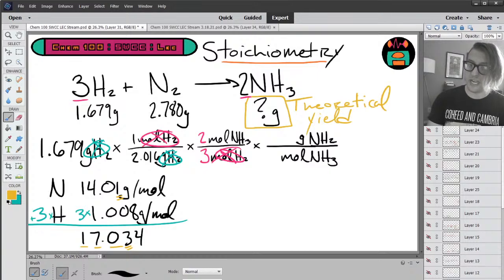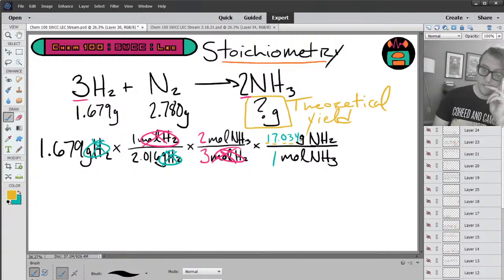All right, so we can add this in now. There are 17.034 grams of ammonia in 1 mole. And again, this number has 4 sig figs. All right, moles of ammonia cancel moles of ammonia. And now we're ready to crunch our numbers.